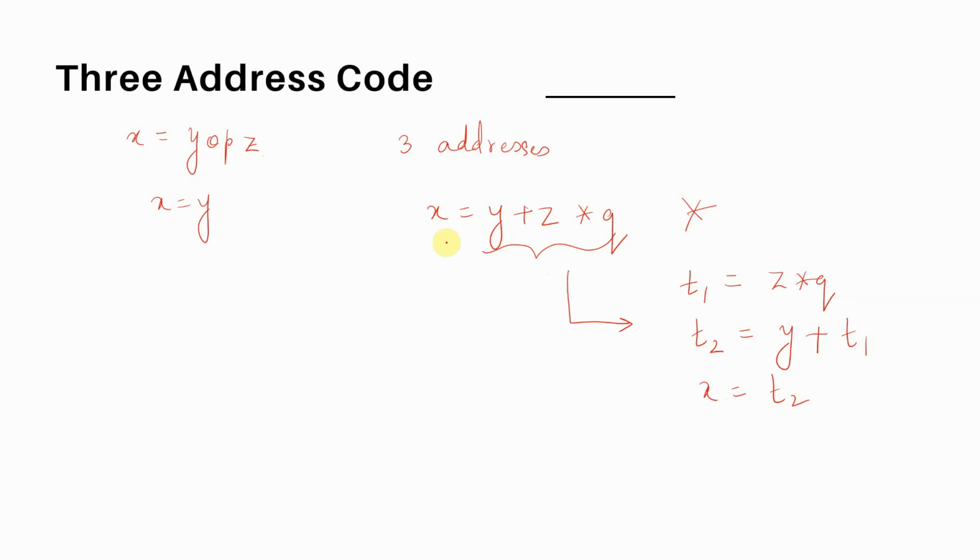Okay, so given any statement which is not a three address code statement, that statement can be converted to equivalent three address statements. This is a simple statement consisting of some arithmetic operators. We shall see some more constructs in C, like how to convert those statements into three address code statements.